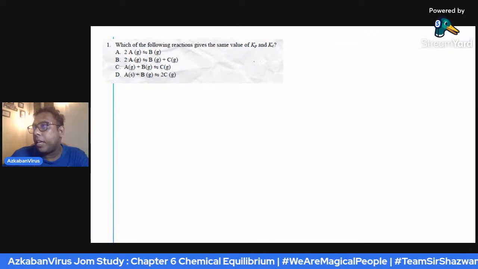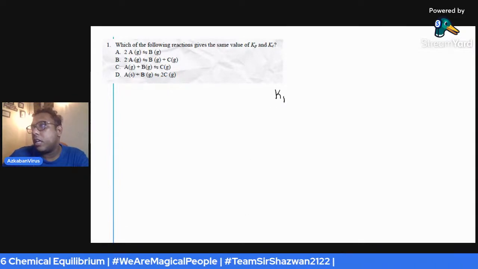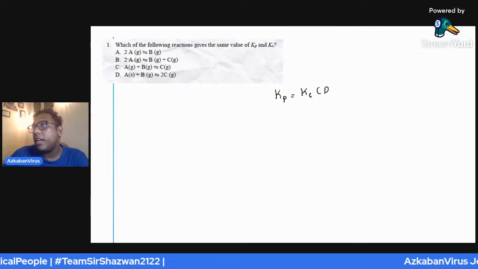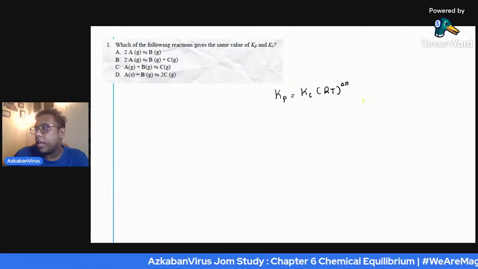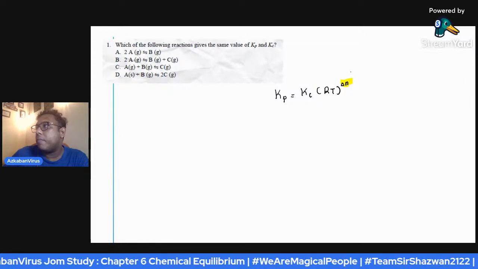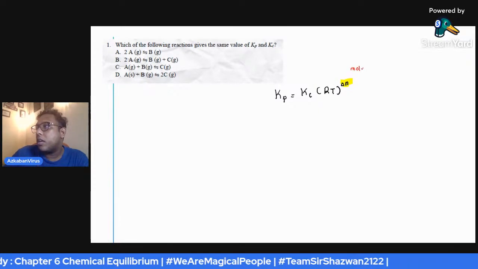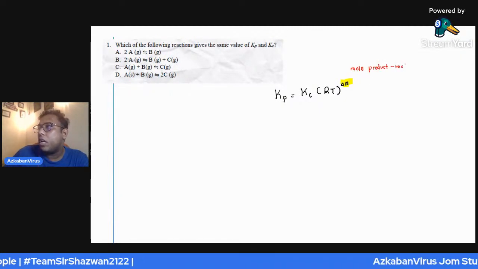We know that Kp is equal to Kc darab dengan RT to the power of delta N. Delta N ni apa? Delta N ni adalah beza antara bilangan mol produk tolak mol reaktan.